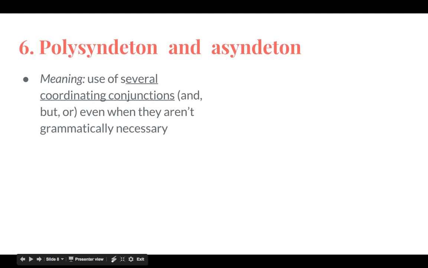The next two we're going to talk about together, polysyndeton and asyndeton. Polysyndeton means that you use several coordinating conjunctions even when they aren't grammatically necessary. As a reminder, the coordinating conjunctions include and, but, or.